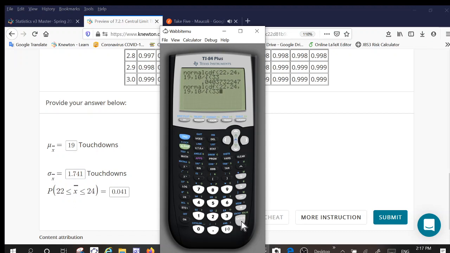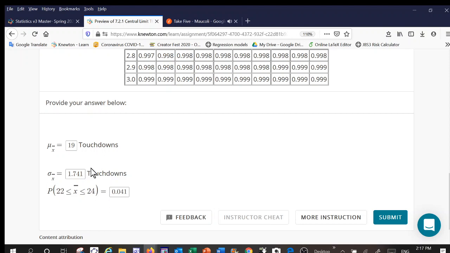Now let me do this again. This time, instead of putting 10 over square root of 33 for the standard deviation, if we round it to 3 decimal places, then the answer would be 0.04, maybe a little bit higher. You see, this was 7, now it's 9. So it's a little bit different when you do rounding. All right.